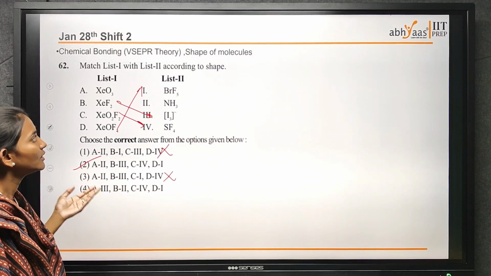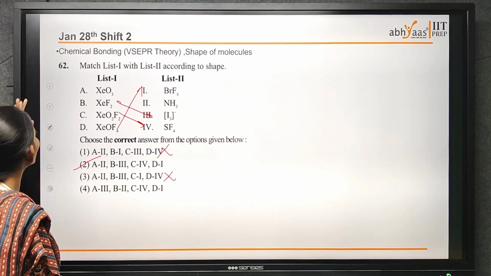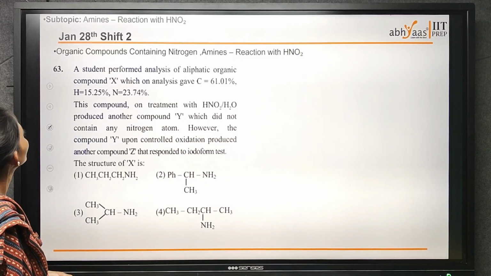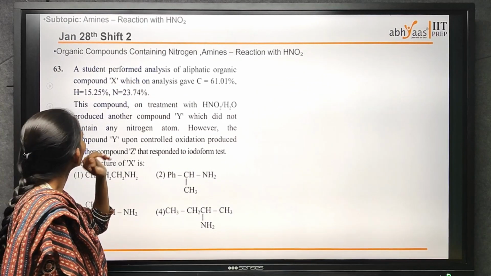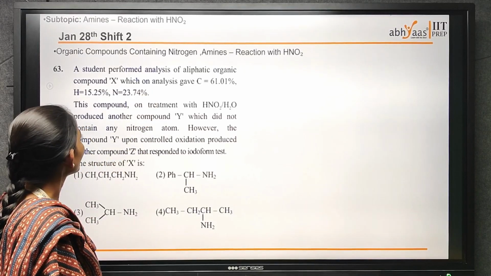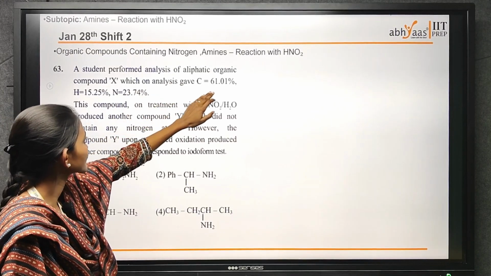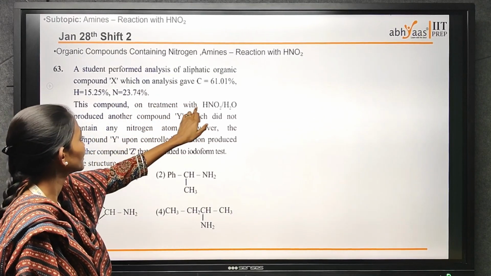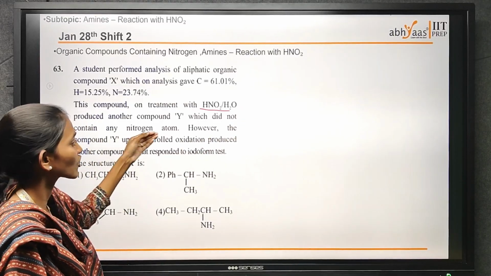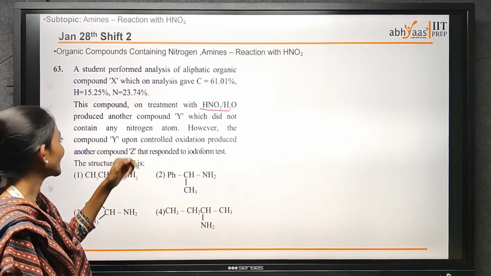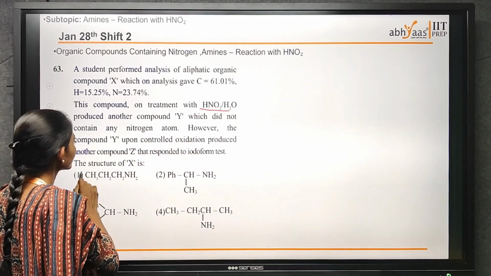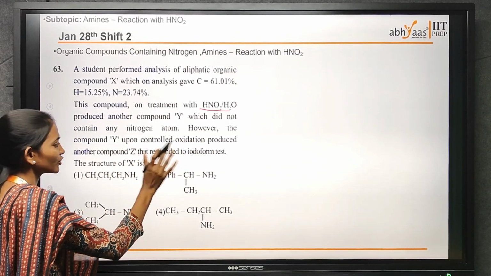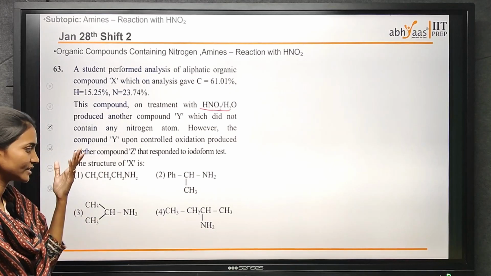So simple question, match the following, a chance to gain 4 marks, right? Moving on to next question, from organic compounds containing nitrogen. A student performed analysis of aliphatic organic compound X, which analysis gave, and this compound on treatment with HNO2 H2O produced another compound Y, which did not contain any nitrogen atom. However, the compound Y upon controlled oxidation produced the other compound Z that responded to the iodoform test. The structure of X they are asking.